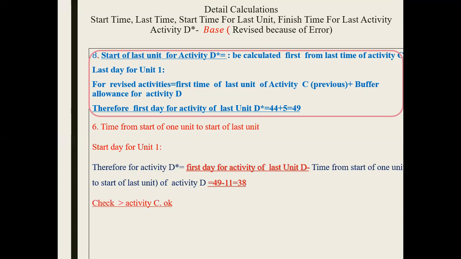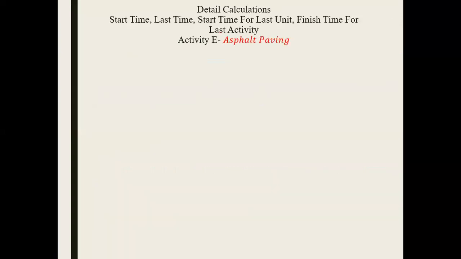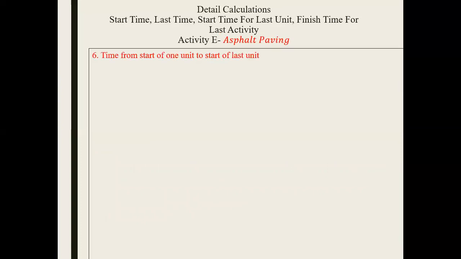So again, now 7 and 9 are very simple. Again, that's 38 plus 240. Now it's okay. And then for all subsequent it's 51. Now it's okay. So that's how we have calculated D asterisk. Now that comes to the activity E, asphalt paving.